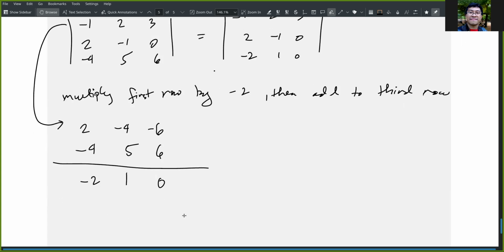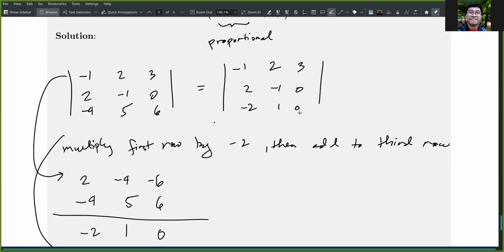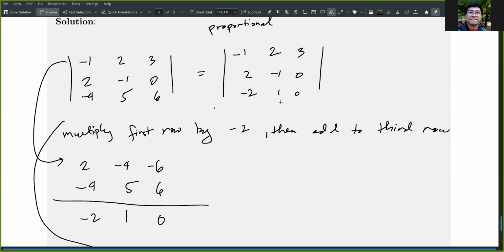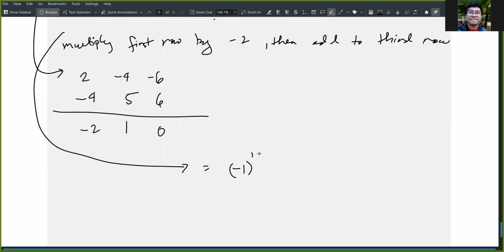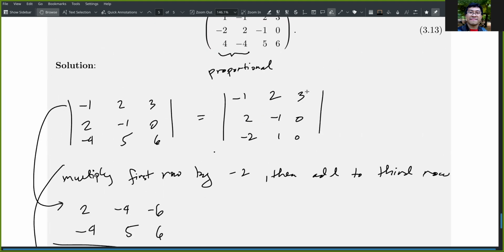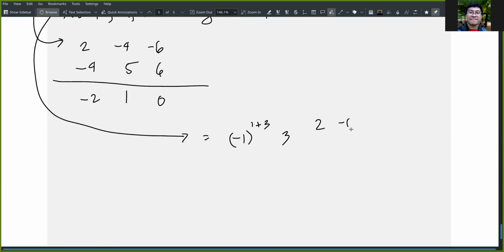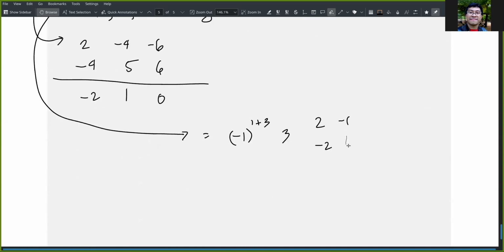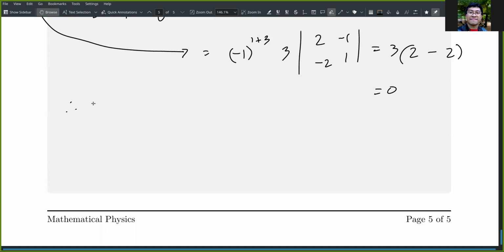So if we continue this here, we can choose this row or this column. We can evaluate the determinant using this column, and there's only one non-zero term, that's 3. So we choose that. That's -1 to the power of the position, first row, third column. The remaining element is 3, and then the minor would be, if you cross this out, you have 2, -1, and -2, 1. Okay, so this is +1, 3. 2 times 1 is 2, minus -1 times -2, that's 2. So this is 0.